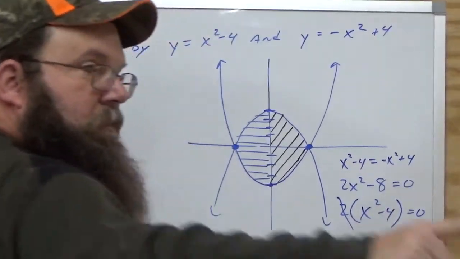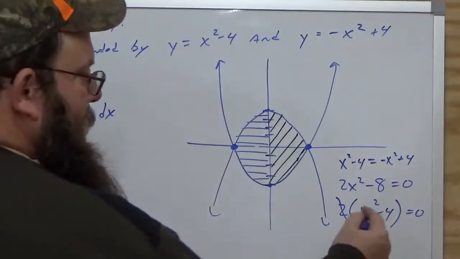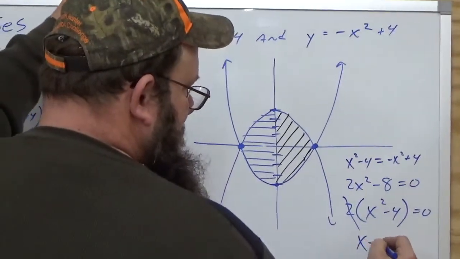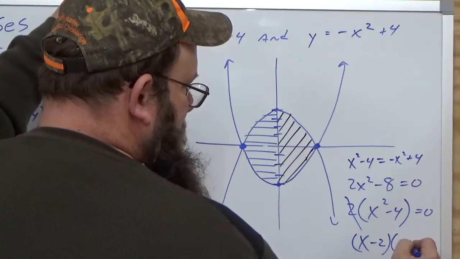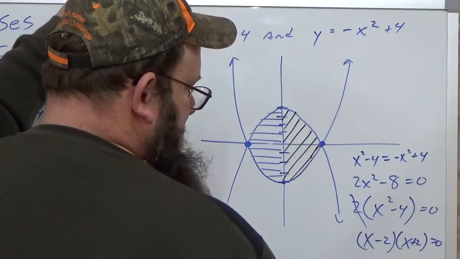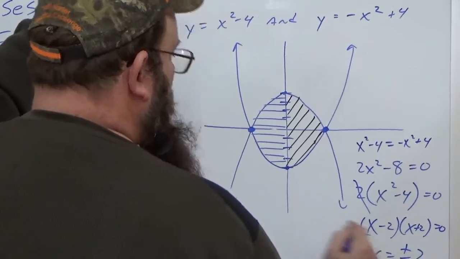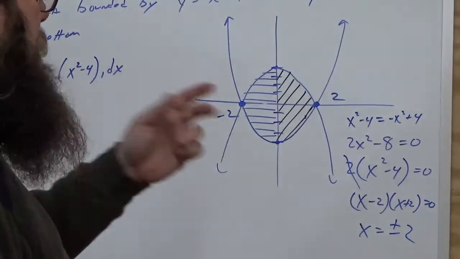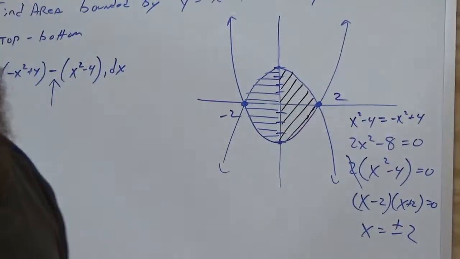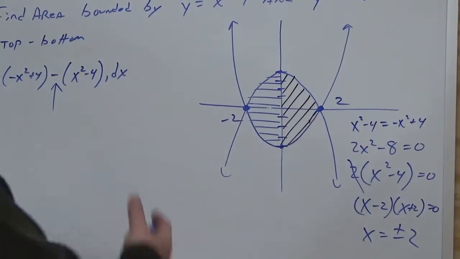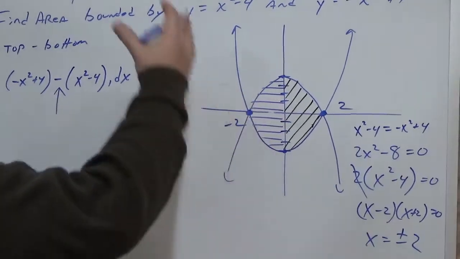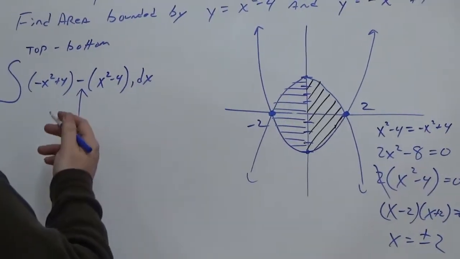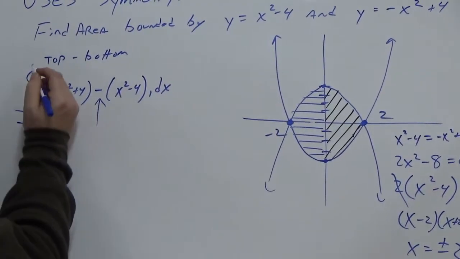And again, factoring fun while in quarantine, what do we get here? x minus 2 times x plus 2. So what are my x coordinates? Plus and minus 2. So here's minus 2 and there's plus 2. Those are the points of intersection. So if you're going to continue with the method we've done all day today in this video, we're going to go from -2 to 2.